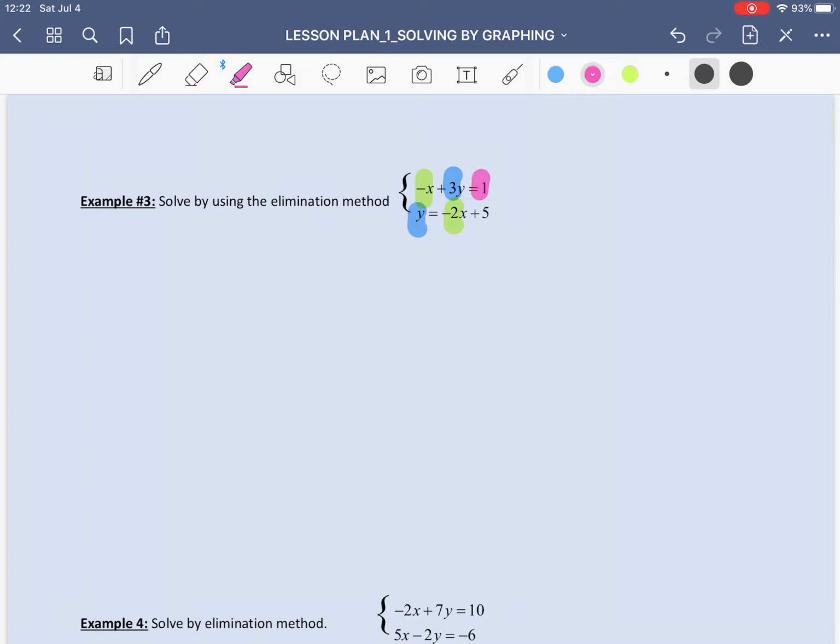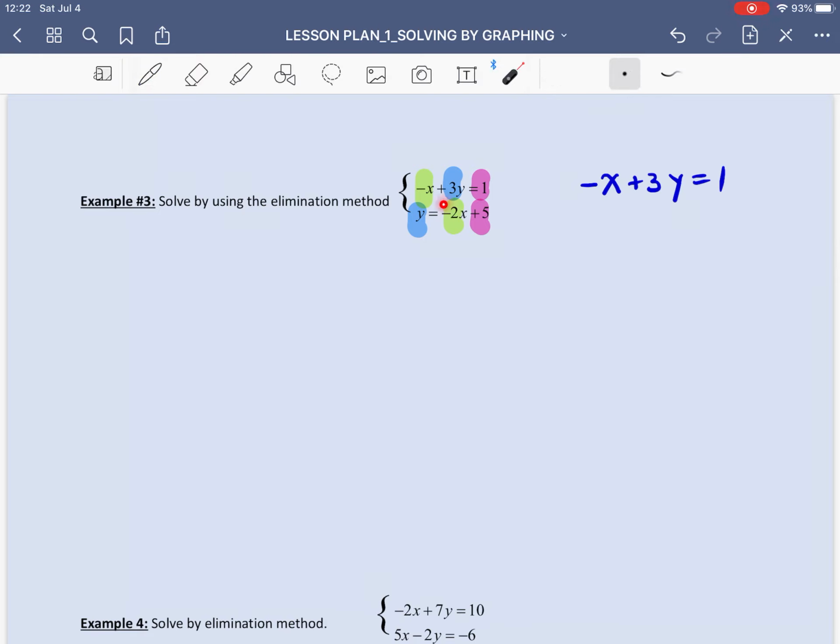The y terms are here and the constants are here. So when I line them up, I'm going to start with the first equation, and I'm going to leave the first equation in the exact same form as it is now. Negative x plus 3y equals 1.